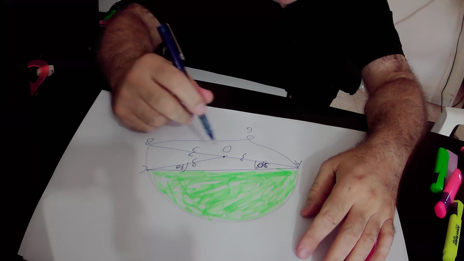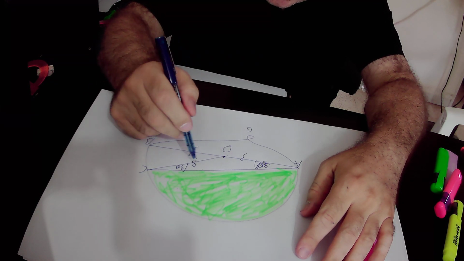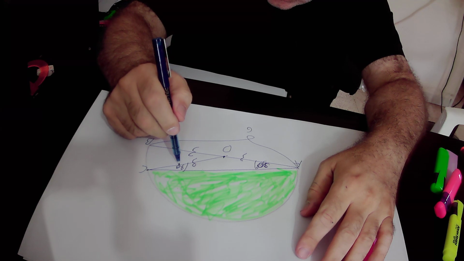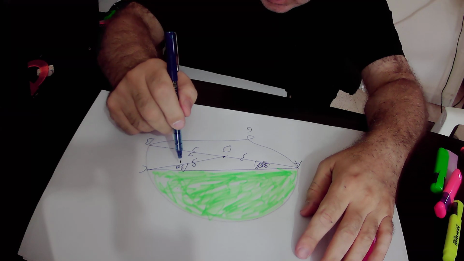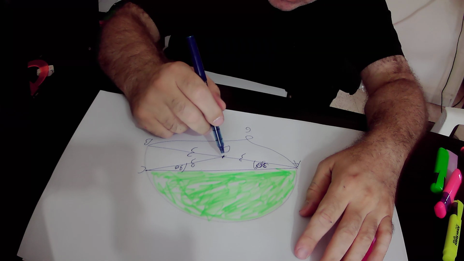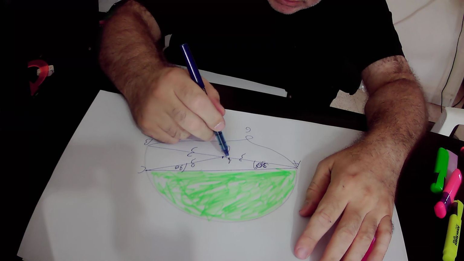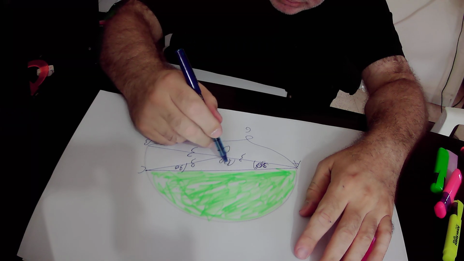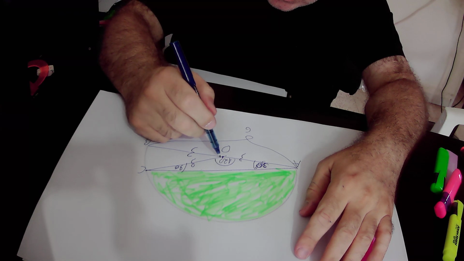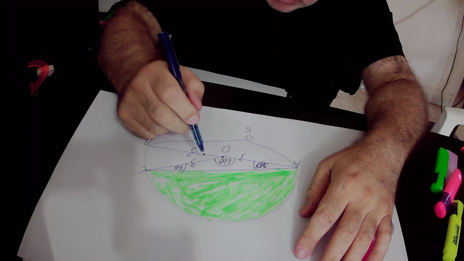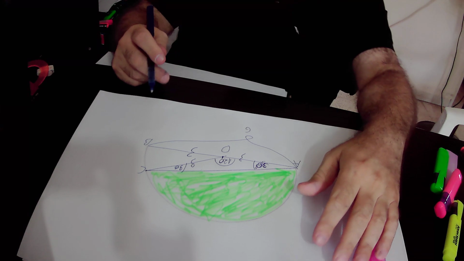So inside triangle AOC, this angle equals 30 degrees, this angle also equals 30 degrees, 30 degrees plus 30 degrees is 60 degrees. Therefore, the missing angle must be equal to 120 degrees. In order to complete the sum of the angles in this triangle to 180 degrees, this angle must be equal to 120 degrees. Okay.